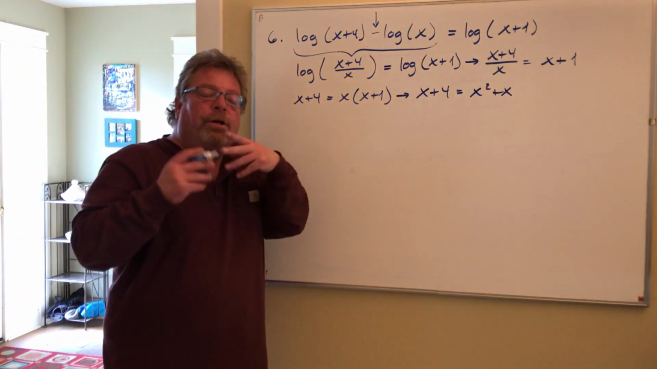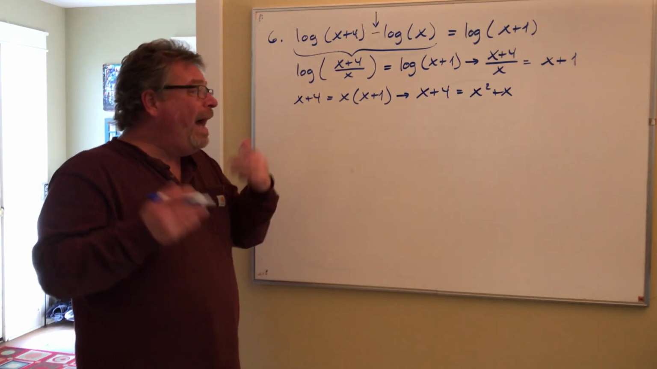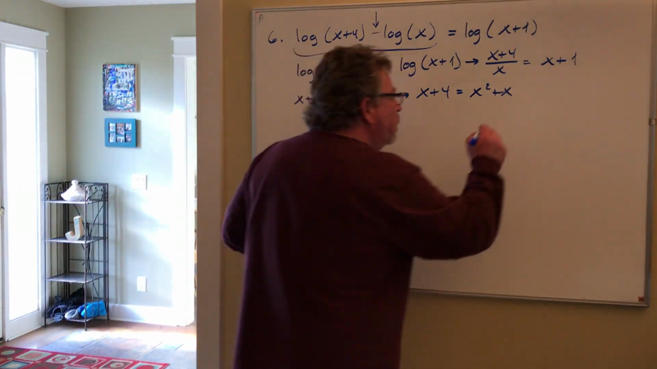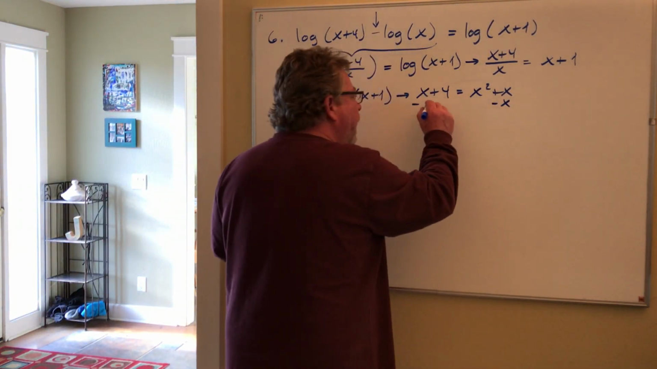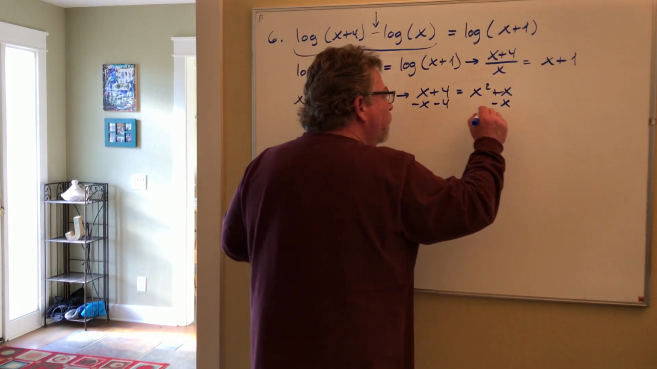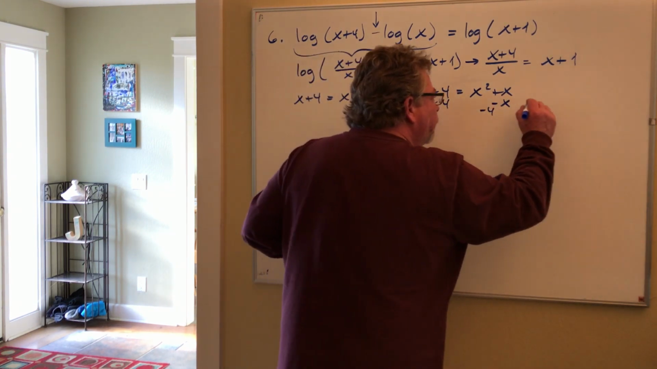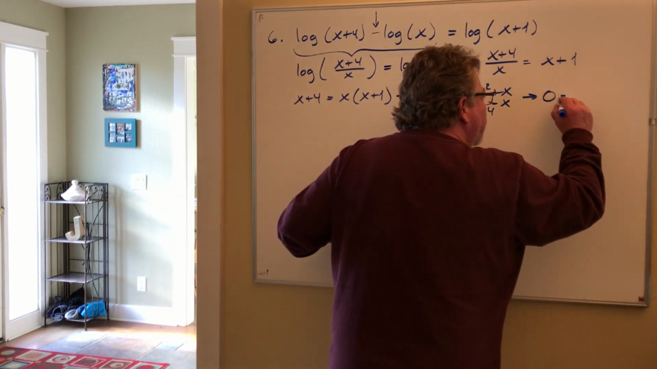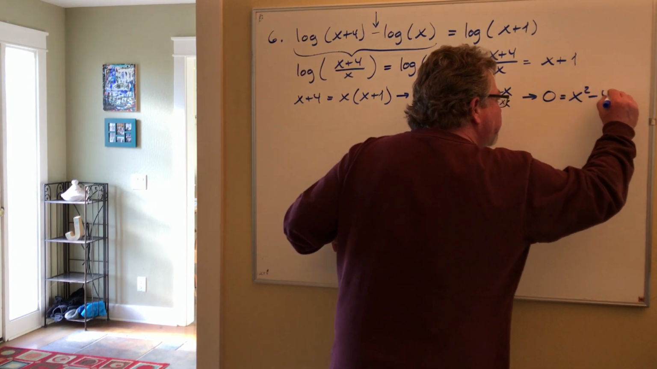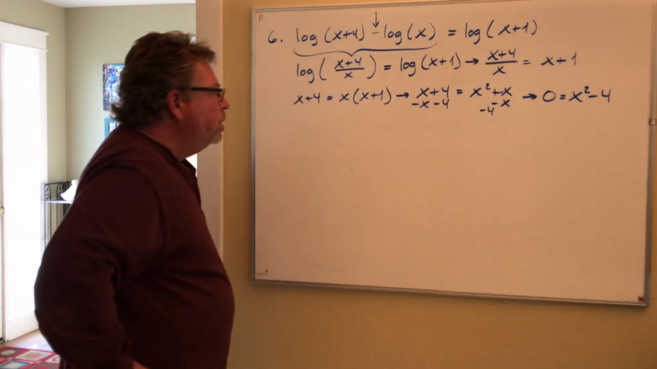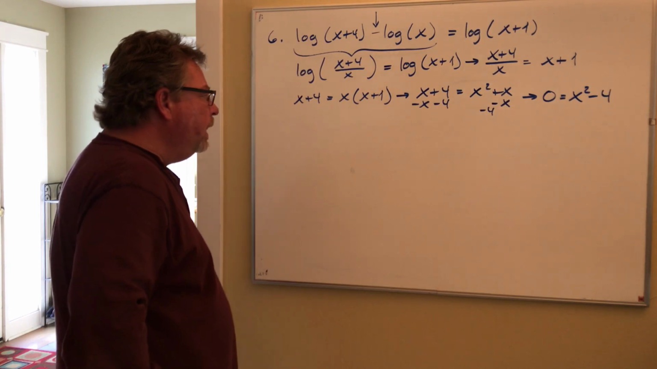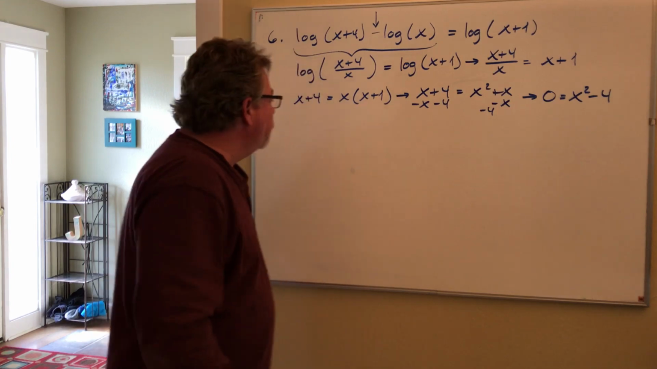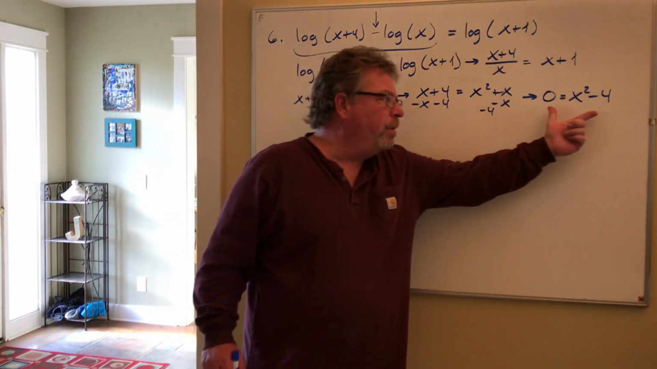Once again, I'm faced with a degree 2 polynomial equation. I'm thinking set this thing equal to 0 and see what happens. So if I subtract x, if I subtract 4, then I get 0 is equal to x squared minus 4. Check me on that. Did I do this correctly? The x's are gone, the 4's are gone. Yeah, this is good.